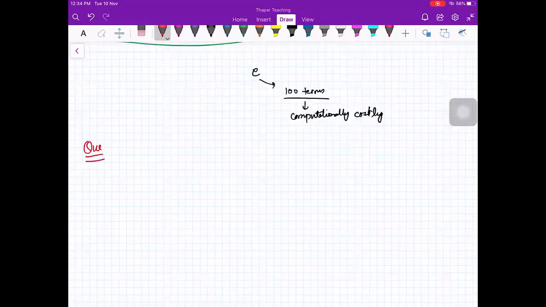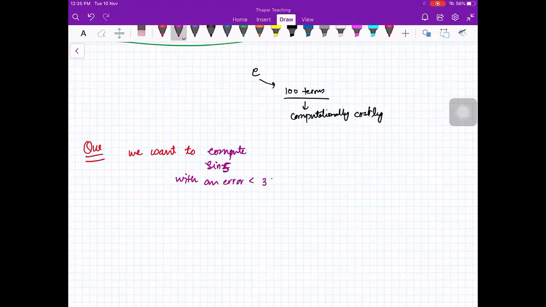Okay, so we want to compute sin 5 with an error less than 3 into 10 to the power minus 6. Same type of question I'm giving you. How will you do that? Can you tell me?